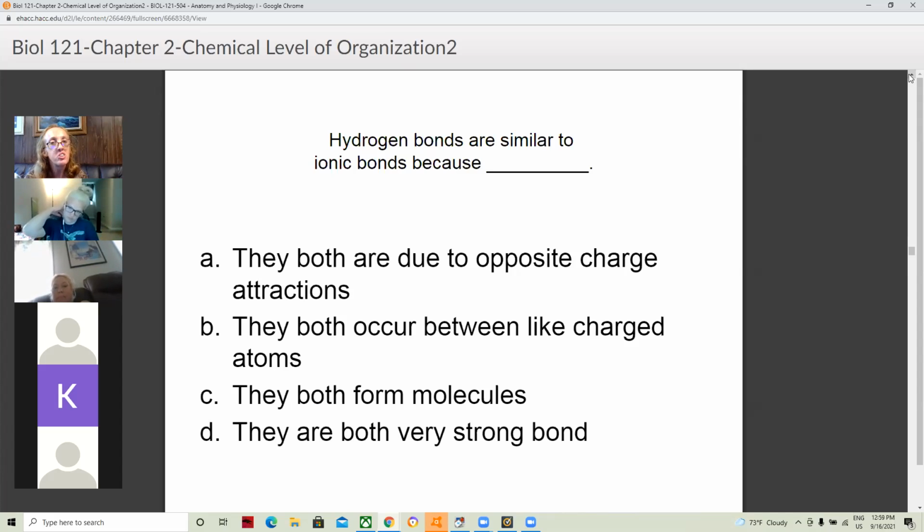So hydrogen bonds are similar to ionic bonds because they're due to opposite charges. What's the difference between an ionic bond and a hydrogen bond? Ionic bonds are pretty weak, and hydrogen are stronger. Reverse it. No.